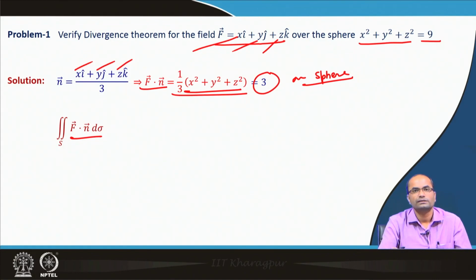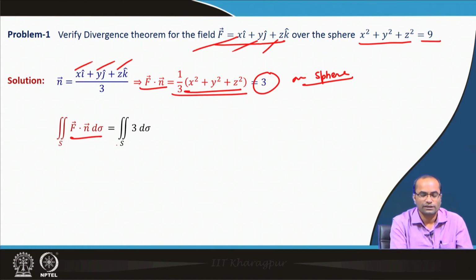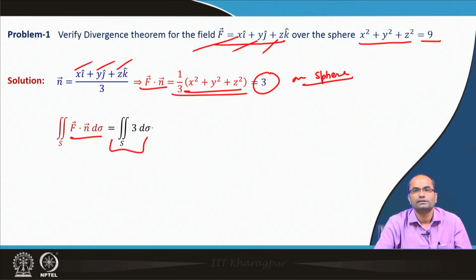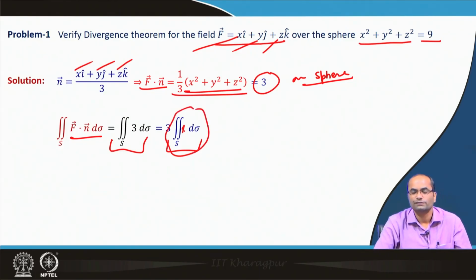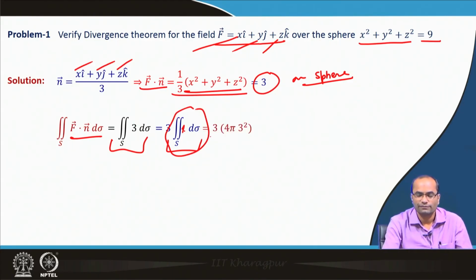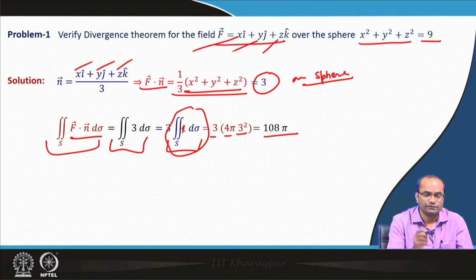We know this f dot n is 3. So, it is very simple now. So, 3 and the surface integral with just 1 as its integrand. That is just the surface area of the given surface, and we know the surface area of the sphere. So, we have 3 times 4 pi r square, r is 3, the radius of the sphere is 3. So, we got 108 pi, this surface integral.